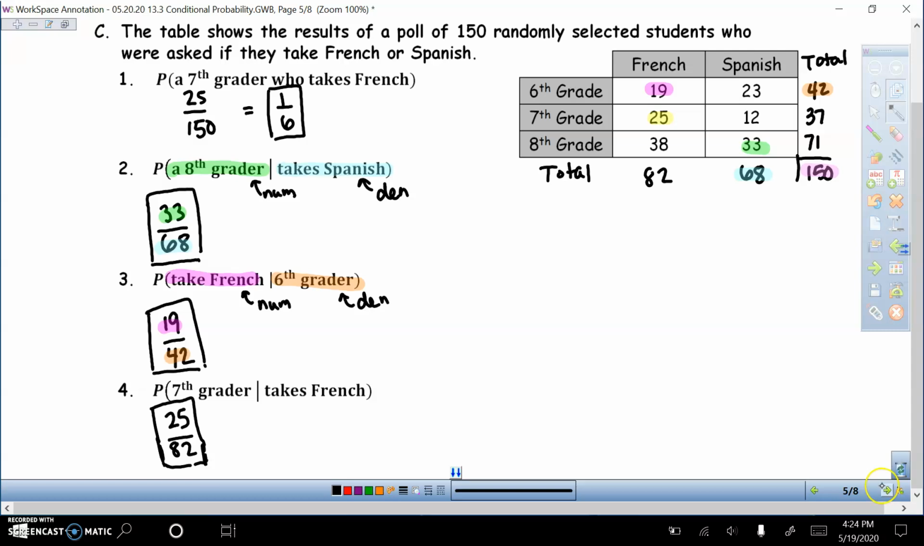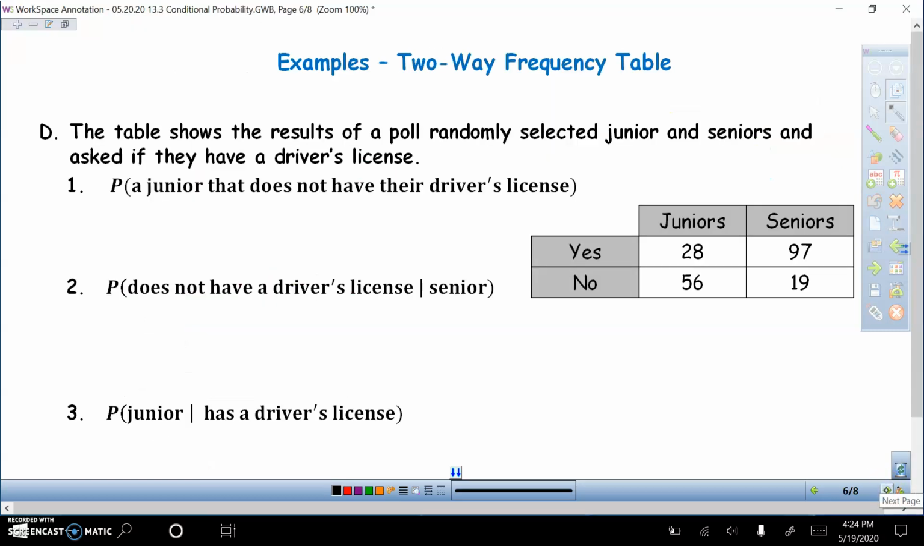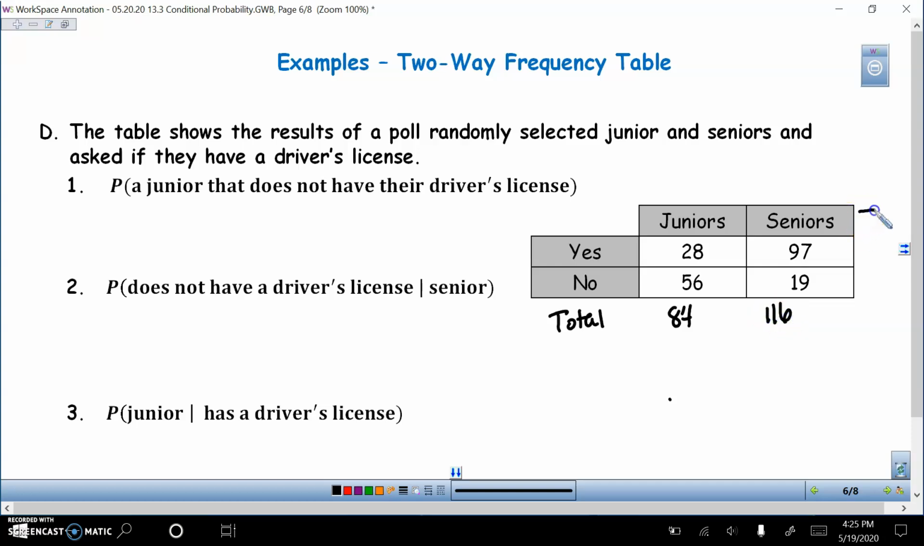All right, awesome. Let's just try one more to make sure we really got this down. This table shows the results of a poll randomly selecting juniors and seniors asked if they had a driver's license. So go ahead, find your totals. So I have 84 juniors, 116 seniors. I have 125 yeses and 75 no's. And then just double check that those add up to the same number. So 125 plus 75 is 200. So is 84 plus 116.